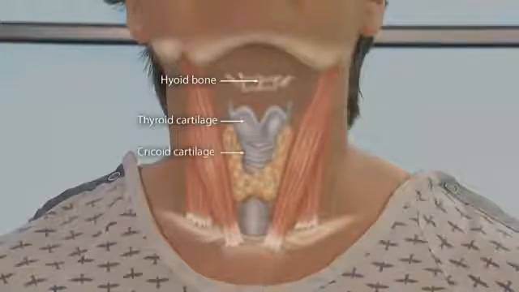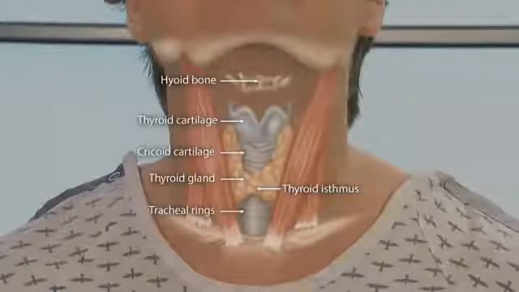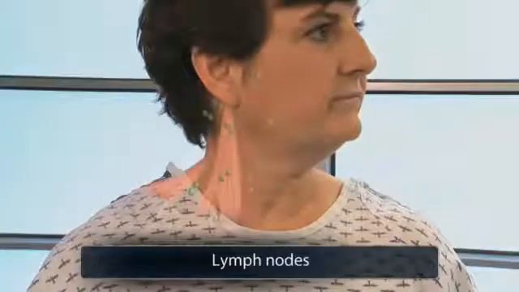The cricoid cartilage, the tracheal rings, and the thyroid gland are also prominent structures. The thyroid isthmus lies across the trachea below the cricoid. The lymph nodes of the head and neck are classified in a variety of ways.